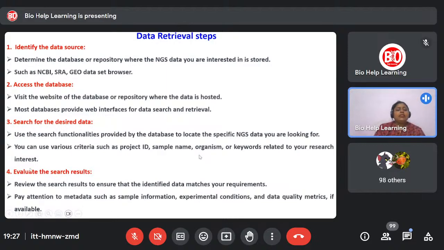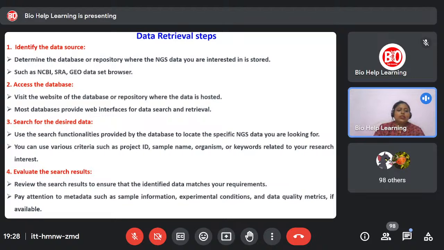After this, it means you have searched. So the fourth thing is to evaluate the search results. You will get multiple results. So what is the problem in that? You have to choose the specific one. Which one you have interest in, which one you want.